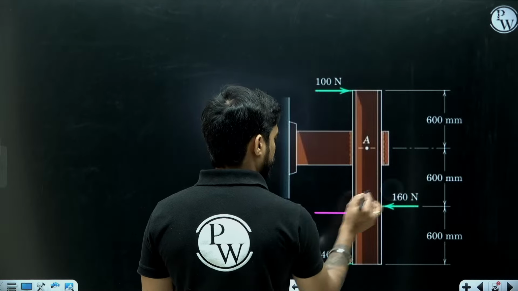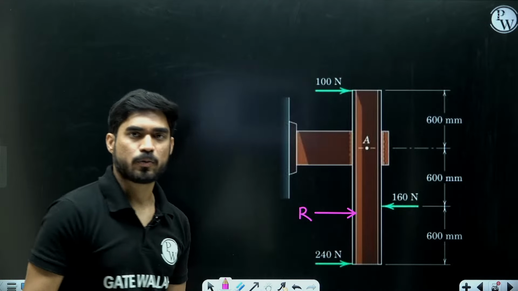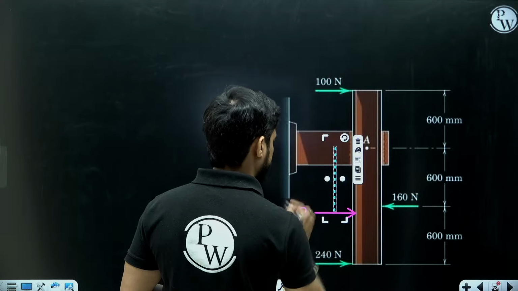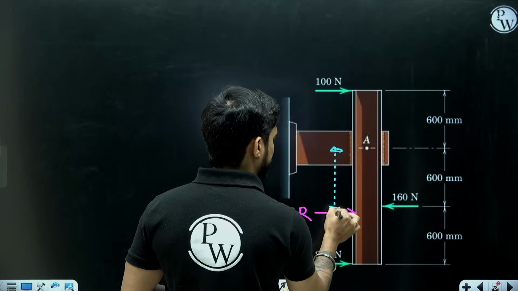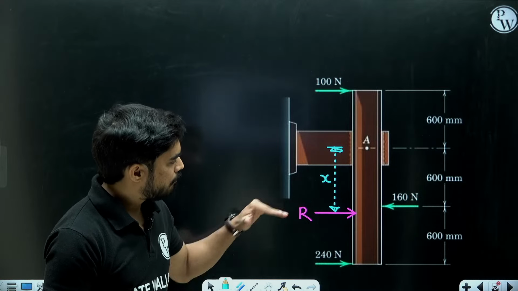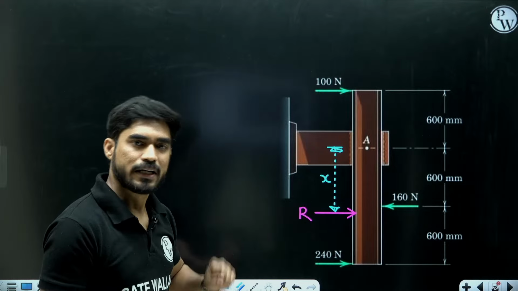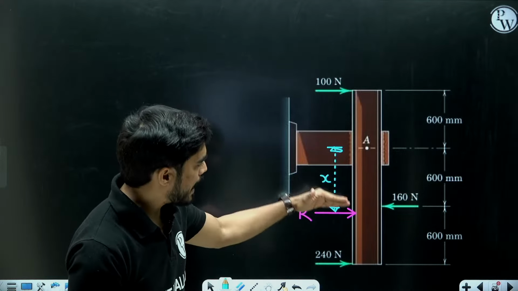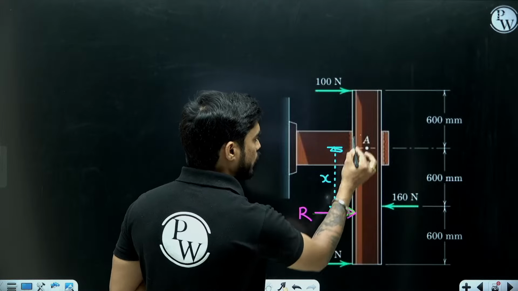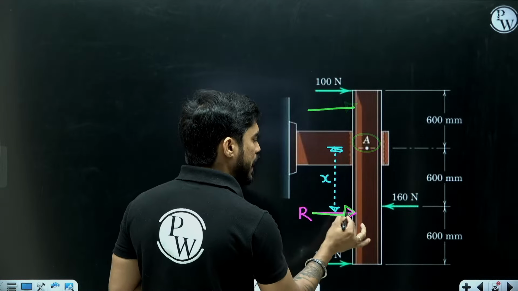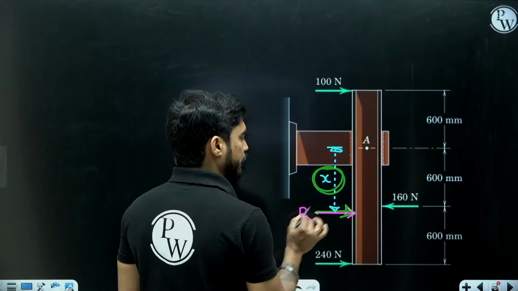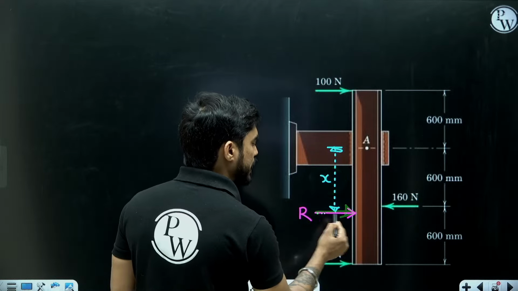Now understand this. The resultant force might act above A also. So if I consider the distance of this resultant force x, now when I calculate the value of x, if I get a positive answer, it means that I have assumed the position of R correctly below A. But if I get negative x, it means that R must be above A. Are you getting my point? R can be either below this point or above this point. I have assumed R to be below this point. If I get a positive value of x, it means my assumption is correct. If I get a negative value of x, it means my assumption is wrong. R must be above A.